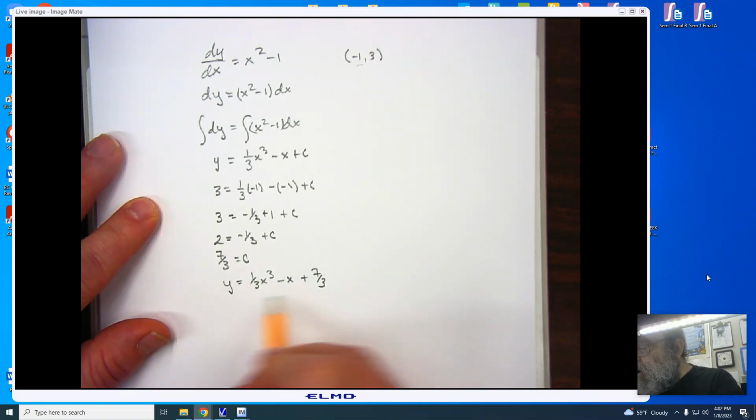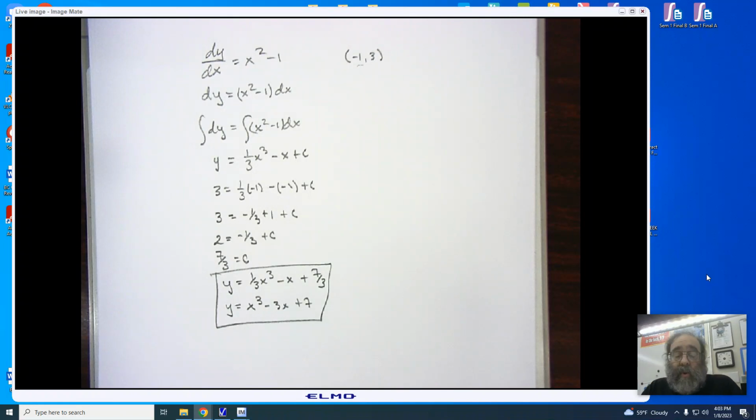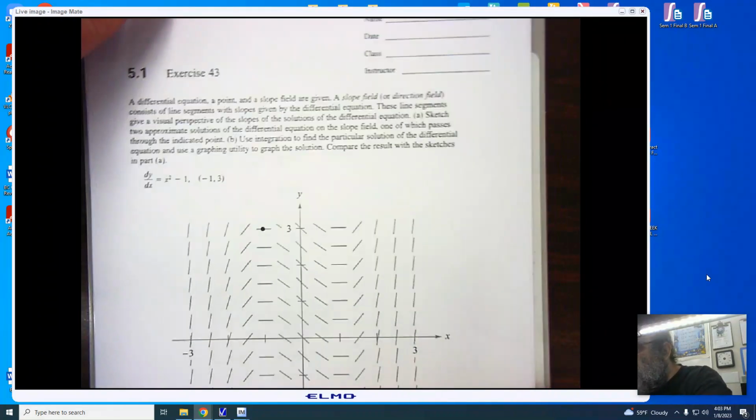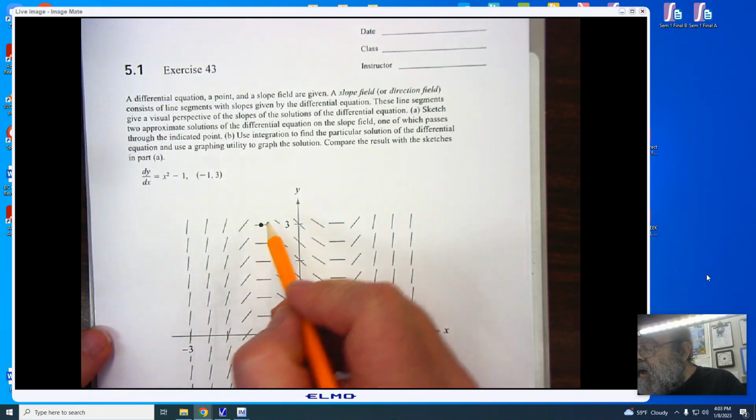Now, we can also multiply this through by 3 so that we have y equals x cubed minus 3x plus 7. Now keep in mind these are the same expression with a dilation of 1/3. Okay? So please keep that in mind. We're now going to take a look at our slope field. And the second part of this assignment is they want us to draw the actual curve using these guidelines.